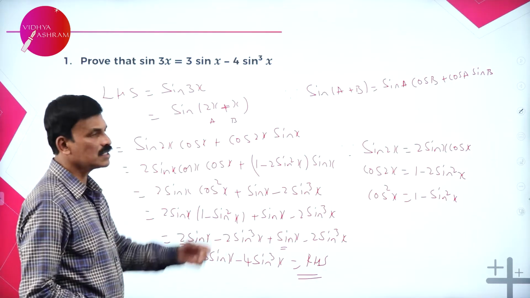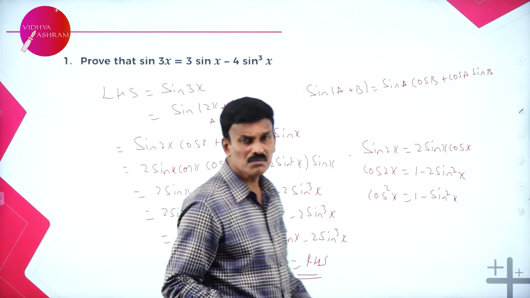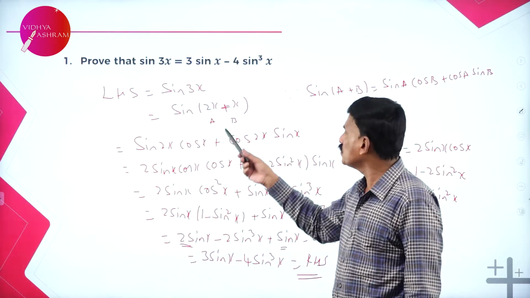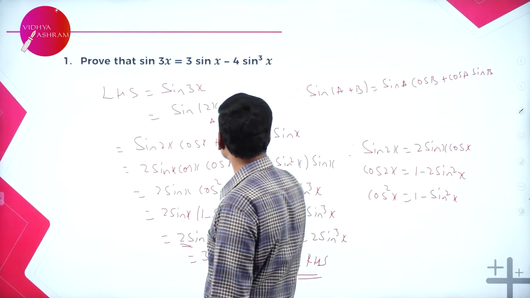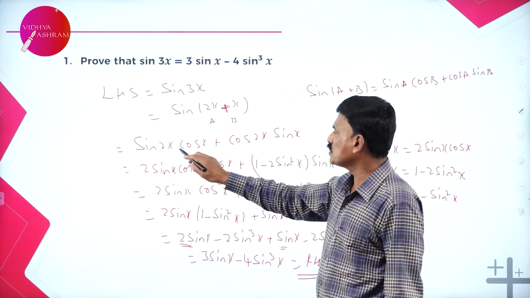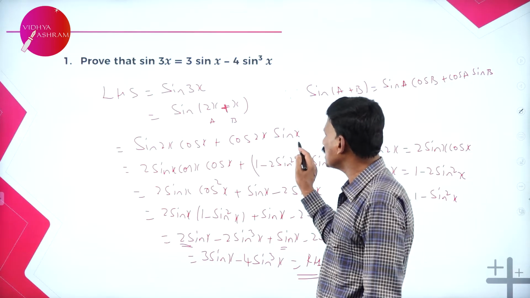3 sin x minus 4 sin cube x. Very simple problem. See here. Sin 3x can be written as sin (2x plus x). So, sin (a plus b) is equal to sin a cos b plus cos a sin b.